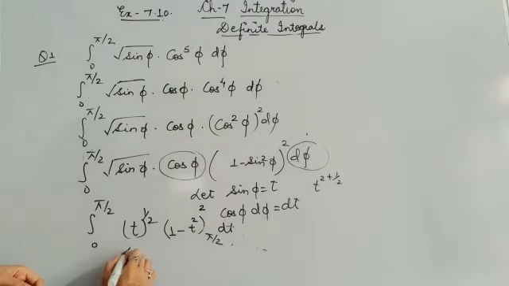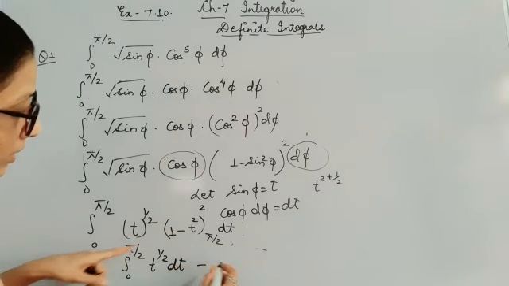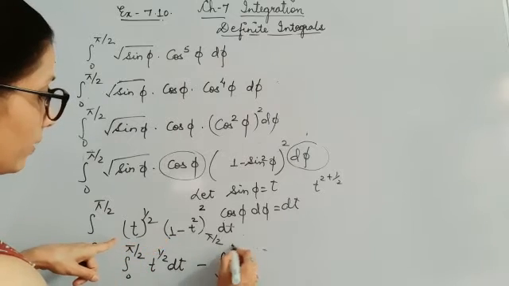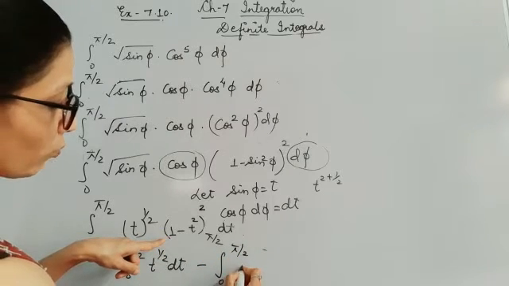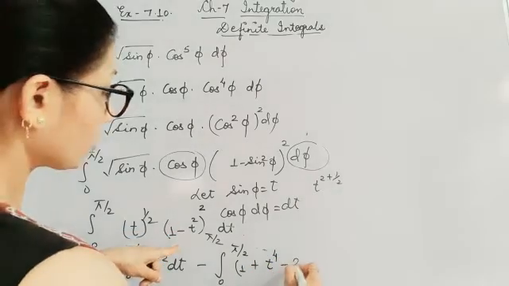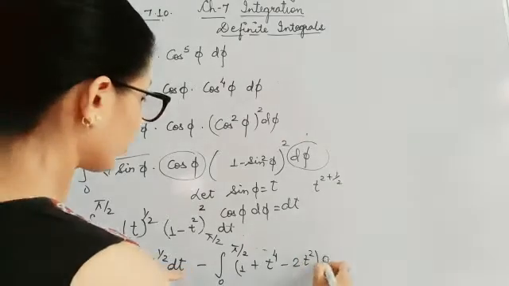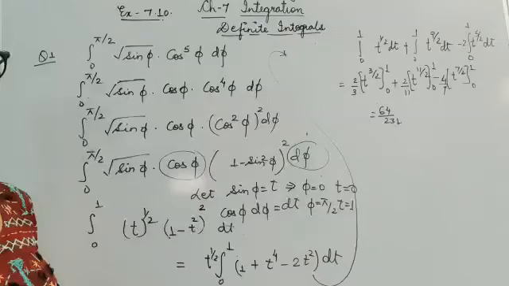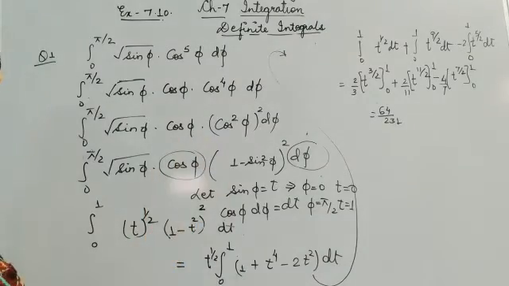So this is 0 to pi by 2 t raised to power half dt minus, here you will be writing it as a, which is 0 to pi by 2. What is your a over here? Just 1 plus t square. This is t raised to power 4 minus 2t square. So this is the form which you will be getting here. Now integrate it with the formula x raised to power n. So on opening it, you are getting the answer as 64 by 231.